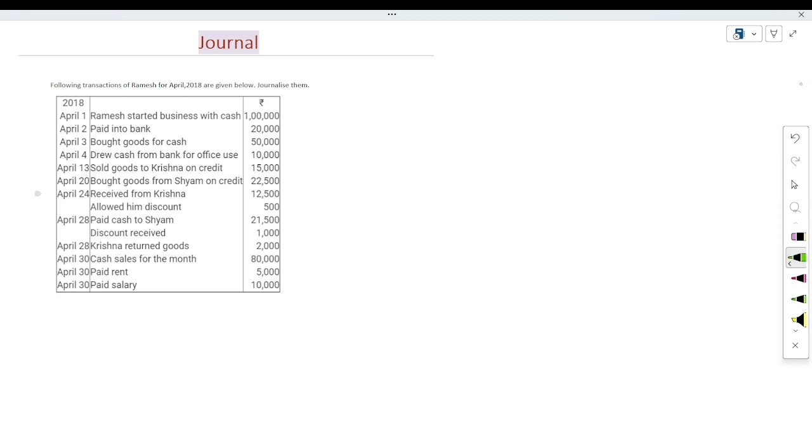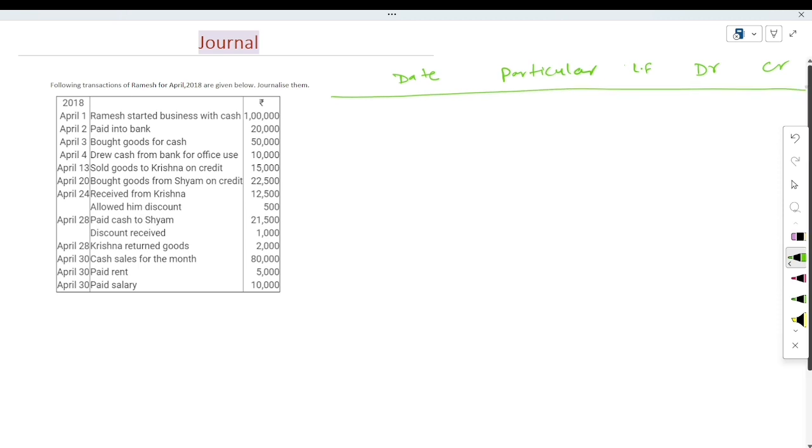Following transactions of Ramesh for April 2018 are as given below. Journalize them. We have to make the journal entry. So if we talk about the format of journal entry, as you know, the format is: date column, then particulars, then LF (ledger folio) page number, then debit amount and credit amount. We will use it as usual.